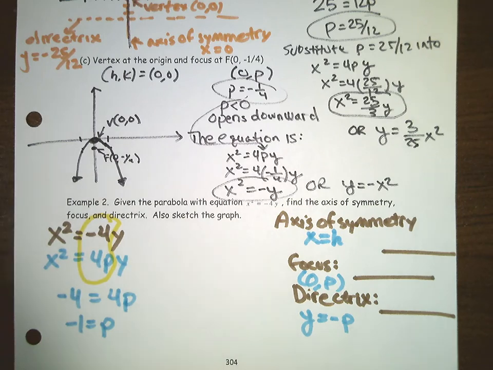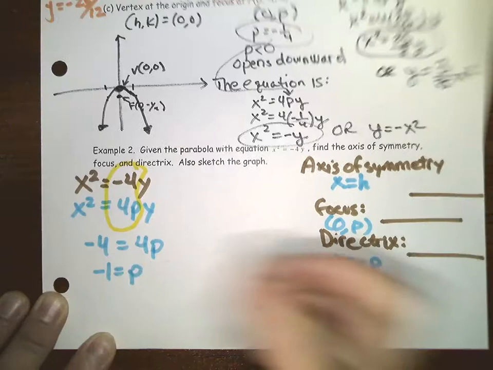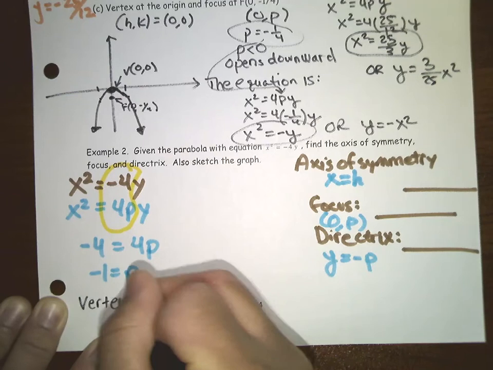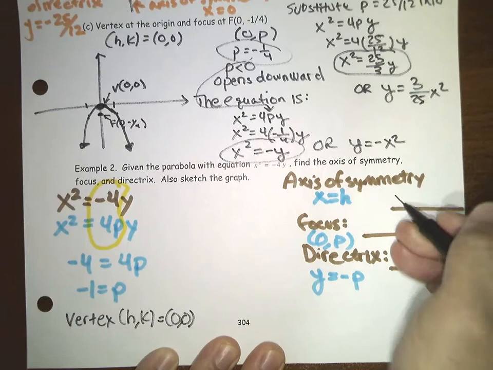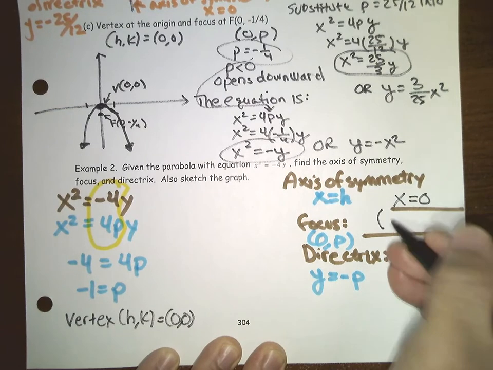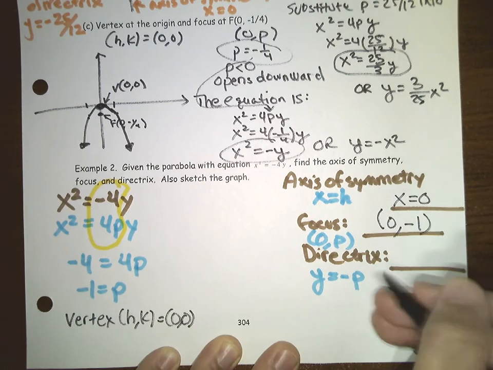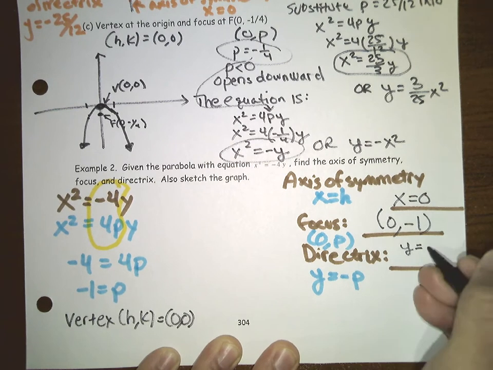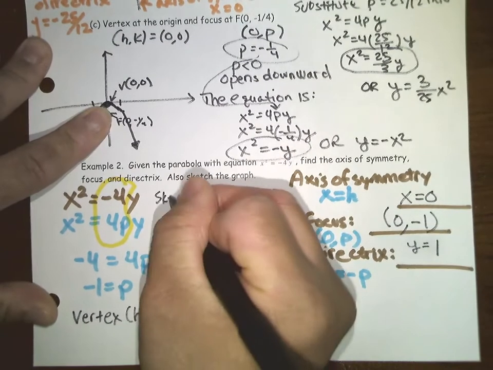So we know that the vertex is still at (0, 0) because we haven't dealt with any that have been shifted yet. So that's the good news for us, is that we haven't dealt with any shifting yet. So the vertex (h, k) is (0, 0). So we know that the axis of symmetry is x equals 0. The focus is (0, p), which is (0, negative 1). And the directrix is y equals negative p. So that would be y is equal to the opposite of p, which is 1. So then we can draw the sketch of the graph.